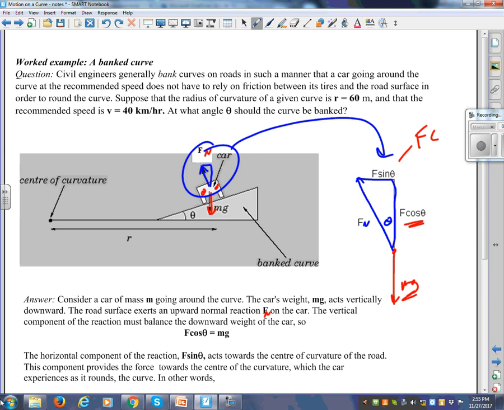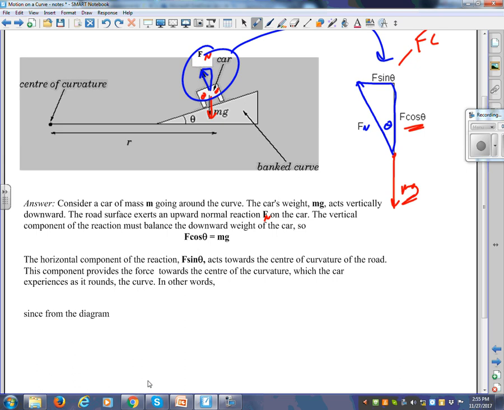The horizontal component of the reaction, F sine theta, acts towards the center of the curvature of the road. This component provides the force towards the center of the curvature, which the car experiences as it rounds the curves. In other words, F sine theta is equal to mv squared over r.